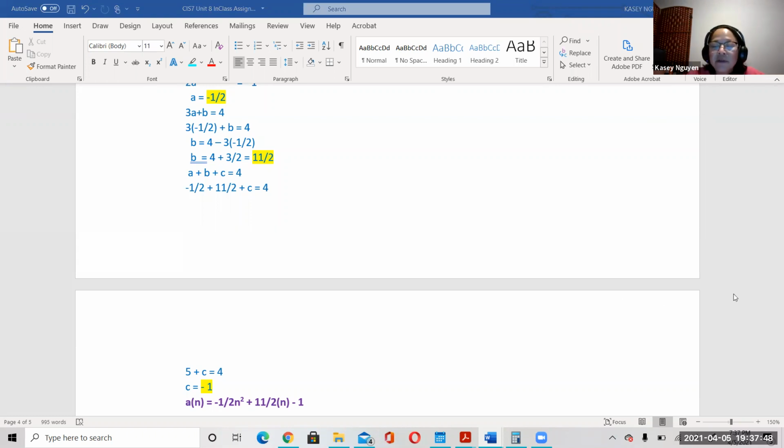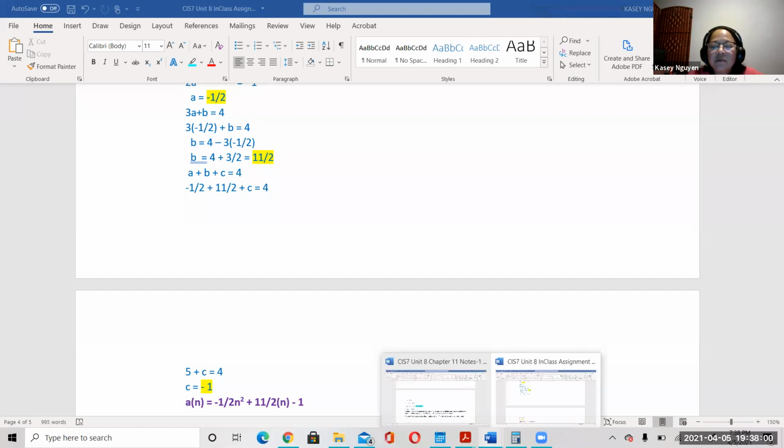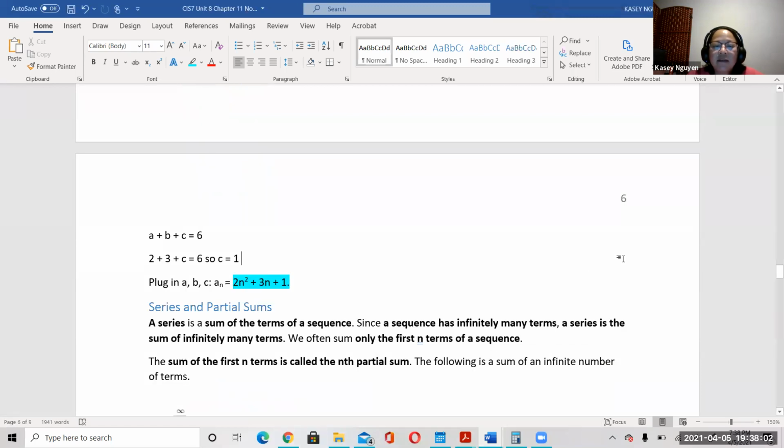I hope I don't go so fast, but we still have a little bit left to cover, which is sum and series. We're going to talk about Gauss trick, which is fairly short anyway. So refer to your notes. It walks you through the steps.